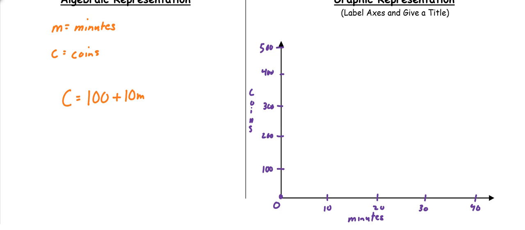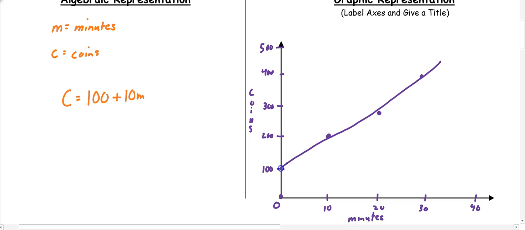So then I'm going to plot my points. So I know at 10 minutes he has 200 coins. At 20 minutes he has 300 coins. And at 30 minutes he has 400 coins. And I'm just going to connect my line all the way through and put an arrow on the one side. It also makes sense that my graph should start at 100 on the y-axis for the line because he started with 100 coins. And then I need a title for my graph, so I'm going to call this Mario's Coins.